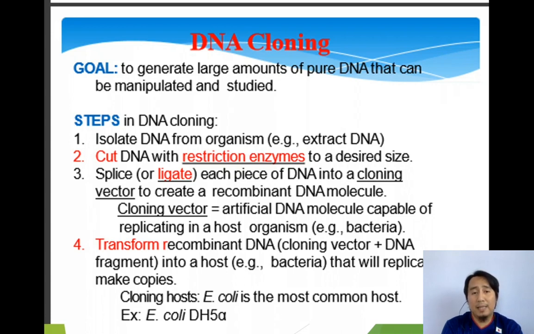During splicing or ligation, you might need a restriction enzyme, you might need a vector, and you might need a DNA ligase to ligate your gene of interest and the vector. After the gene of interest and vector are combined by ligase and become circular, you have to transform the recombinant DNA vector plus DNA fragments into a host, for example bacteria, that will replicate and make copies. As I mentioned in the class, for the cloning host, researchers usually use E. coli as the most common host, for example E. coli DH5 alpha.